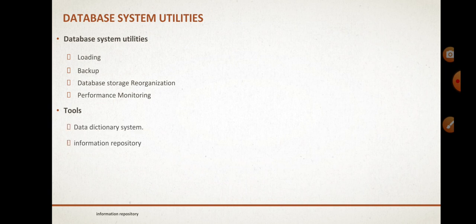Next we see data dictionary system. CASE tools are used in the design phase of database systems. Another tool that can be useful in large organizations is an expanded data dictionary system. The data dictionary stores other information such as design decisions, usage standards, application program descriptions, and user information. Such a system is called an information repository.